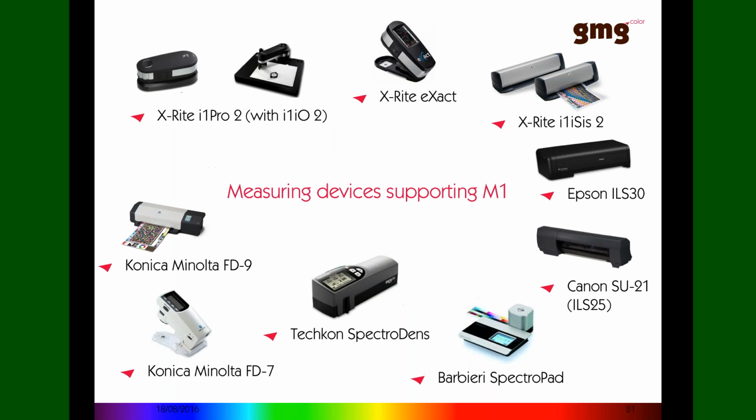Now let's talk about measurement devices that currently support the M1 condition. For example, the X-Rite i1 Pro 2 supports this measurement condition. Also the X-Rite Exact, the iSys 2, and then the Epson ILS 30, the Canon SU21. From Barbieri, the SpectroPad is supporting this condition. From Techkon, the SpectroDens. And from Konica Minolta, the FD7 and FD9 all support this measurement condition.